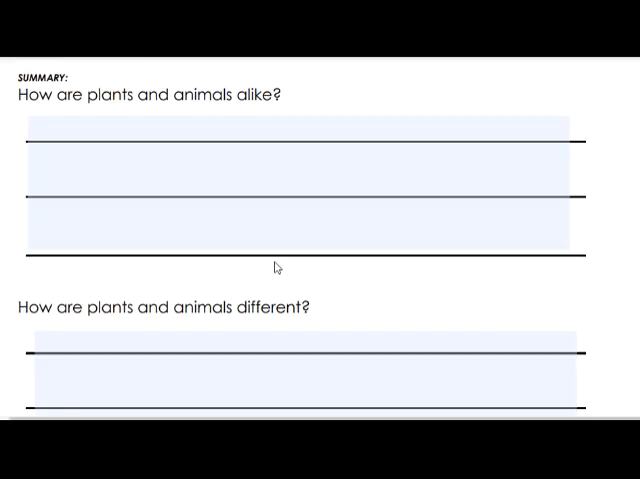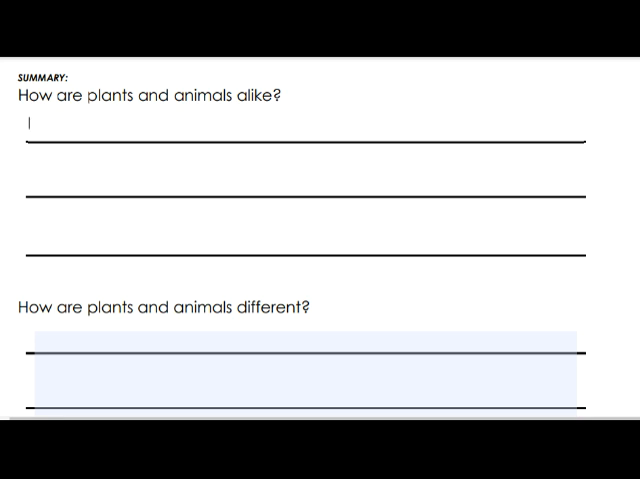We have two questions we need to answer. Remember, you want to try to write these in your own handwriting. It's very important that you're practicing your writing each day. The first question says, how are plants and animals alike? Remember, alike means the same or very similar.